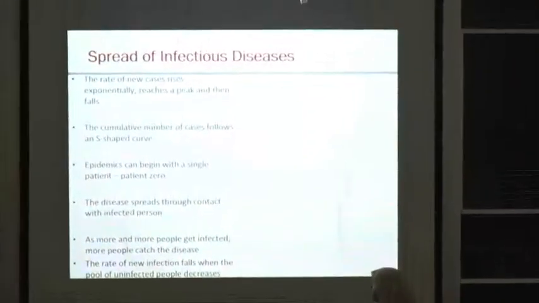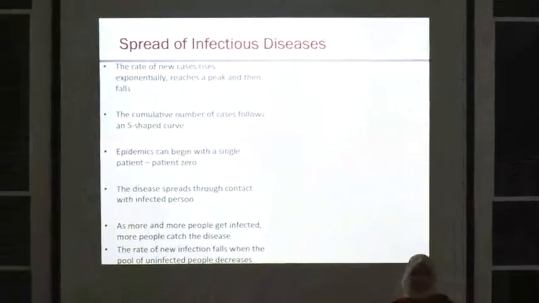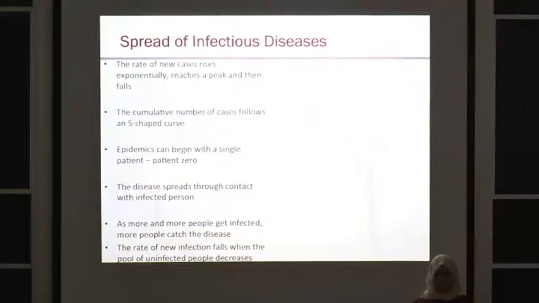Epidemics, especially infectious diseases, you can consider them to start with a single patient, the patient zero, as it's called. And the disease can spread through contact. That's why they're infectious diseases, right? Because of the spread through contact with an infected person. And as more and more people get infected, more people catch the disease, right? So as the population becomes more and more infected, the probability of a non-infected person becoming infected is going to increase because they're getting in contact with all the people who have the infection.